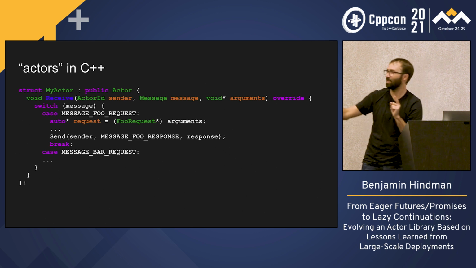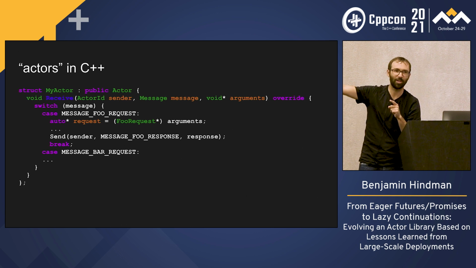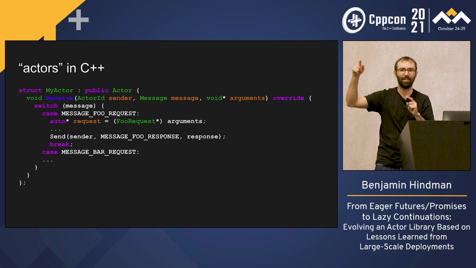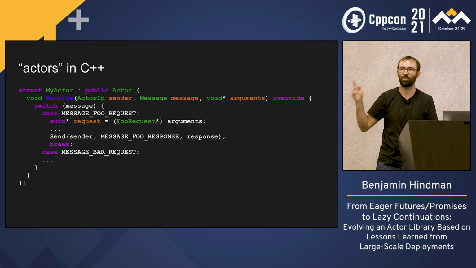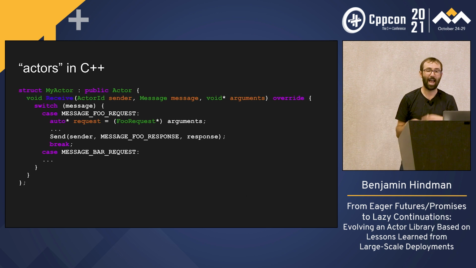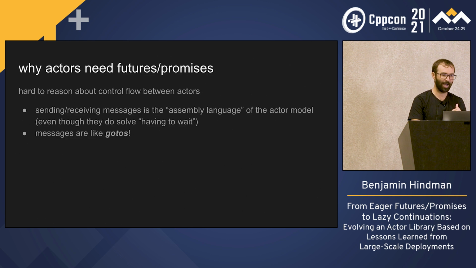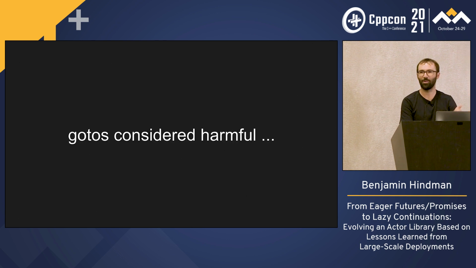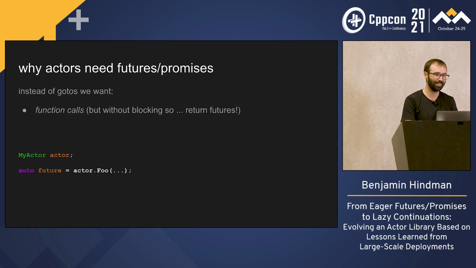What's happening here is I might be sending some response here, but the person that sent me the request has meanwhile gone back into their event loop and is doing a whole bunch of other things. And actors at this low level of send and receive loops are really hard to reason about. Sending and receiving messages is kind of like the assembly language of the actor level. And messages are basically go-tos. That's what they are. They're go-tos in that switch statement, okay? Of course, we all know that go-tos are not a great idea.